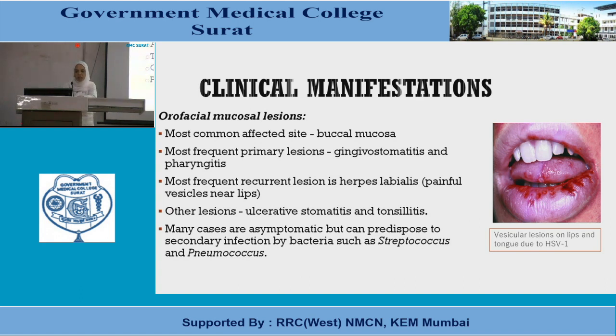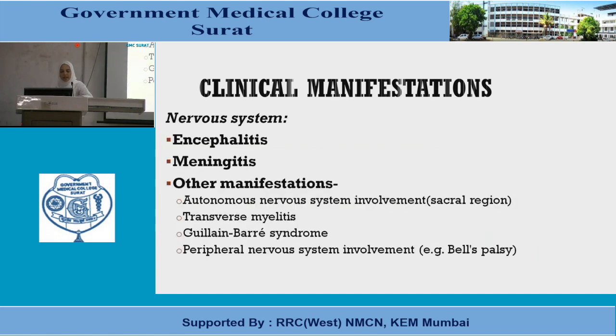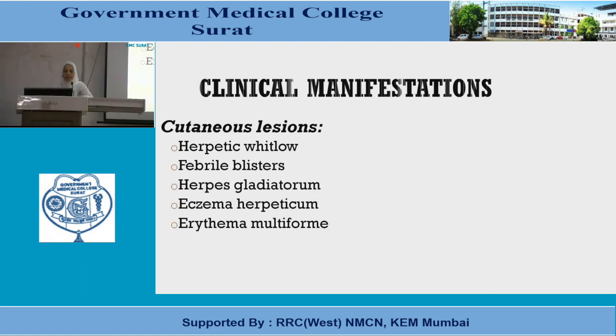They may involve the nervous system, causing encephalitis, meningitis, or involvement of the autonomic nervous system in the sacral region. Transverse myelitis, and rarely you can see Guillain-Barré syndrome. You may even see Bell's palsy, where it is affecting the peripheral nervous system. For cutaneous lesions, there may be herpetic whitlow, febrile blisters, herpes gladiatorum, eczema herpeticum, or erythema multiforme. This is how they can present.